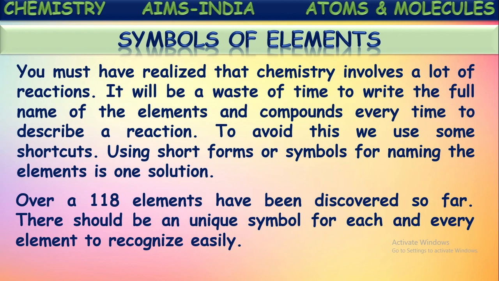Over 118 elements have been discovered so far. Yes, scientists have discovered around 118 elements till now. There should be a unique symbol for each and every element, by which we can recognize that element easily and without any confusion. For every element, a unique symbol is to be given.